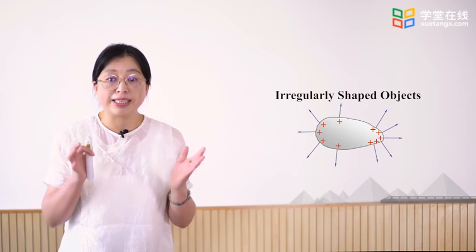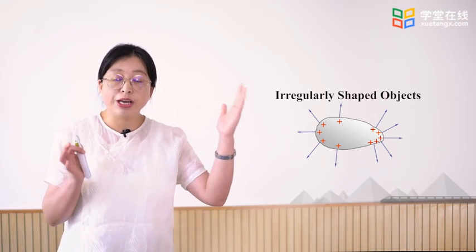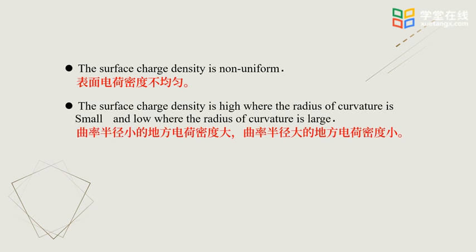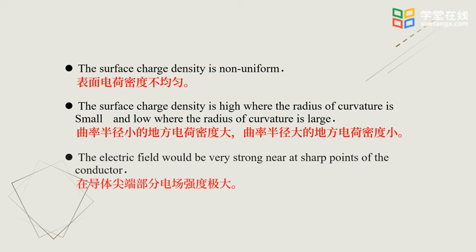We know the magnitude of the electric field just outside the conductor surface is proportional to the surface charge density sigma. A conductor of arbitrary shape is carrying a positive charge as shown in the figure. Notice that the surface charge density is non-uniform. The surface charge density is high where the radius of curvature is small, and low where the radius of curvature is large. Hence, the electric field would be very strong near sharp points of the conductor.